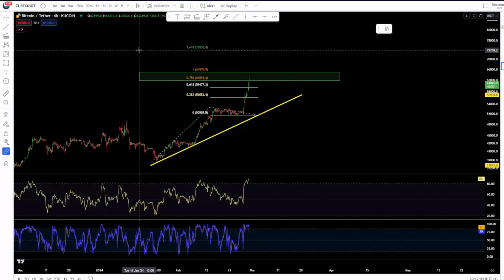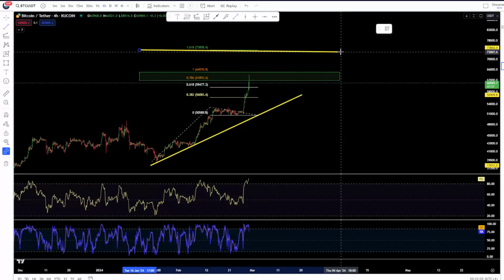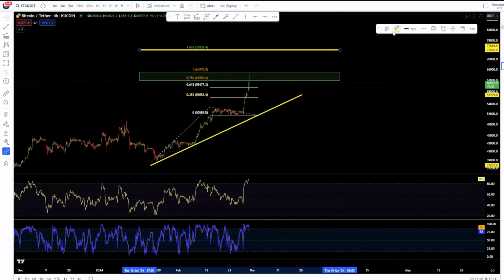However, when the price breaks out of this zone, we can see a dynamic increase, quickly passing the last ATH to the level of $74,000.